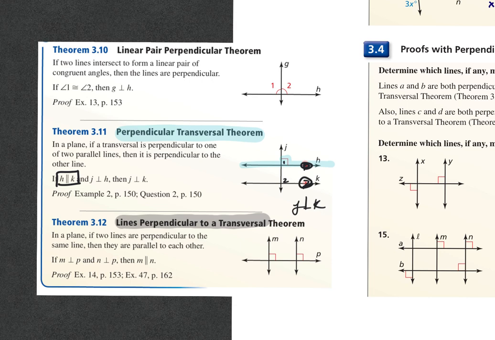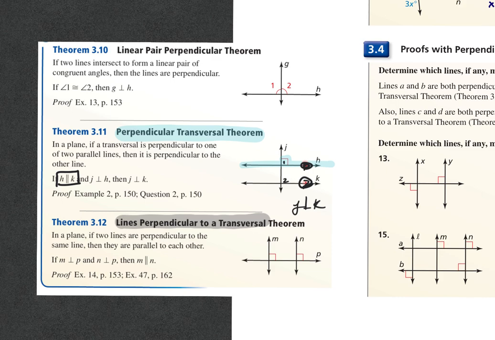For the linear pair perpendicular theorem, the linear pair has to be 90, right? They don't have to start as 90. You would be proving that they're 90 because they're perpendicular. They have to form a line and they have to be congruent. But if they're congruent, then they can only be 90, which is exactly what that theorem says.